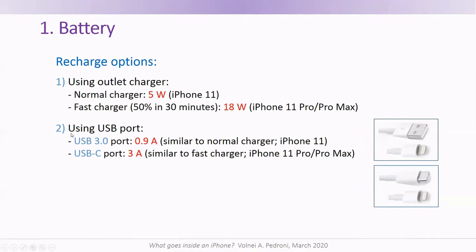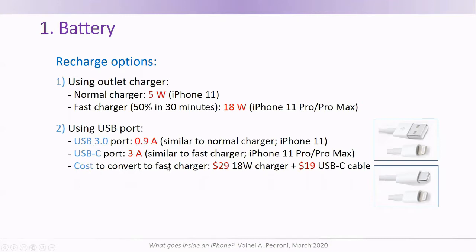The second option is by using an USB port. USB 3.0 is capable of sourcing 0.9 amps, so it's equivalent to the normal charger, while the USB-C port is capable of sourcing 3 amps, so it's equivalent to the fast charger. To convert one to the other, the cost is the following. $29 to buy the 18-watt charger plus $19 to buy the USB-C cable. Here's the regular cable, here's the USB-C cable.